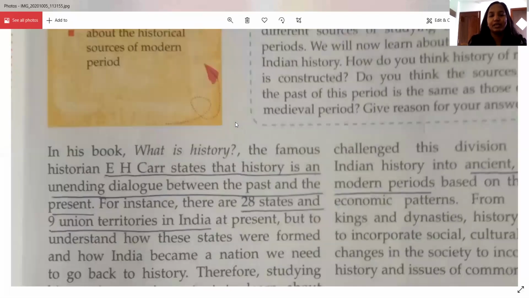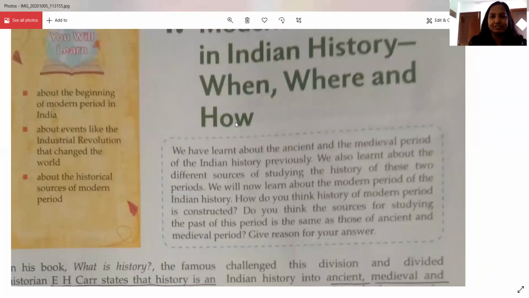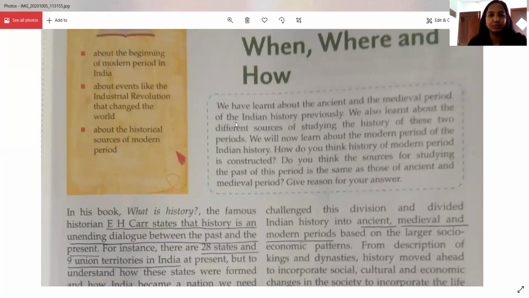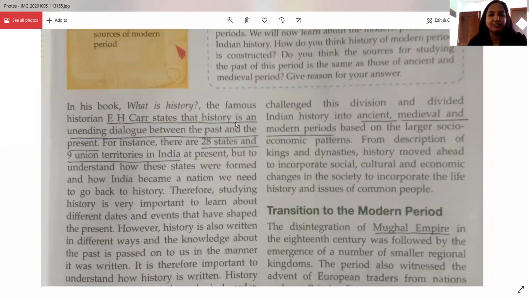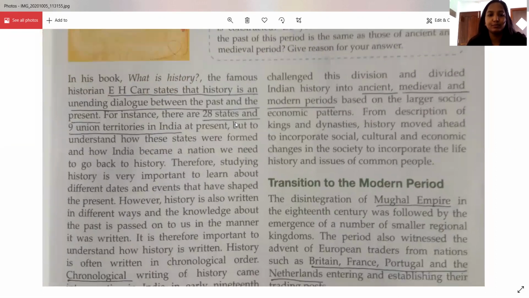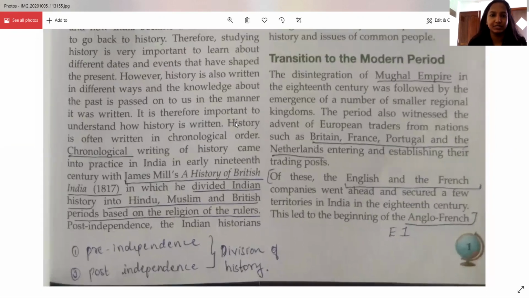We know that there are three phases in Indian history: ancient, medieval, and modern. You studied ancient and medieval in your last 2 years, and this year we are going to study modern. And we saw the definition given by E.H. Carr regarding what is history. And then we gave an example of why we should learn history, and then we learned what is chronological writing. Then we saw that there are two different ways in which history is written in India.